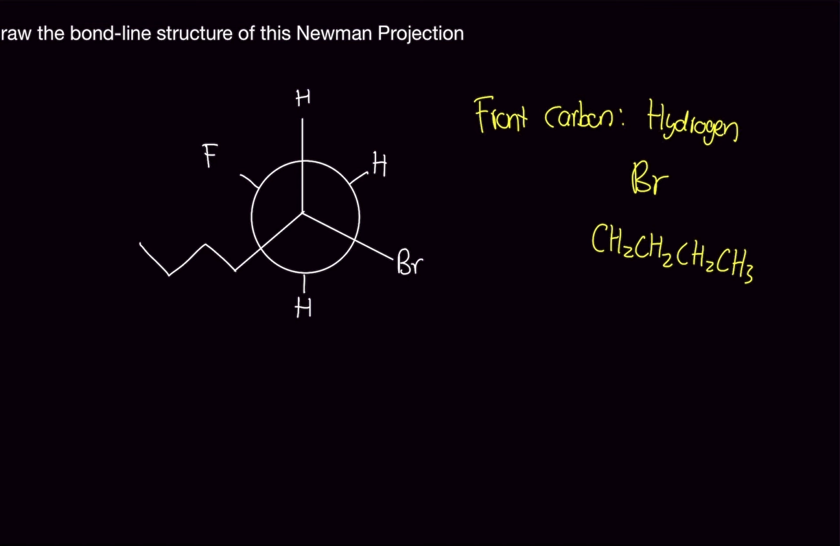And then the back carbon stuff. This is anything in the circle. So we have a fluorine, hydrogen, hydrogen. So hydrogen, fluorine, and hydrogen. Now we need to identify what is in what position, because we need to know if there are any wedges or dashes. So bromine is on the right-hand side on the front carbon.